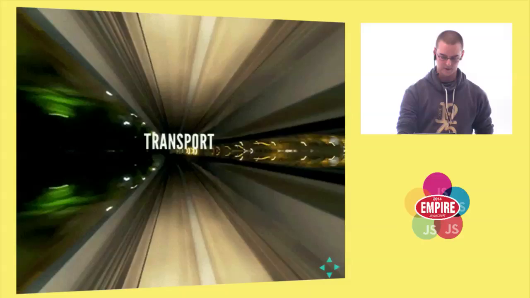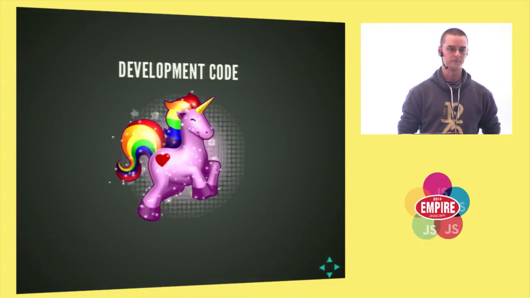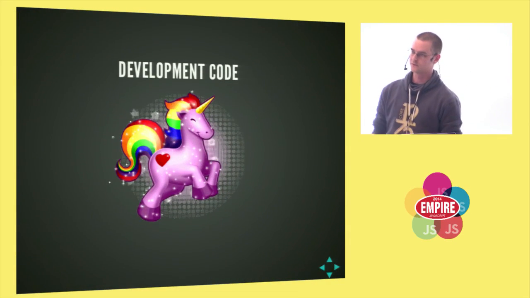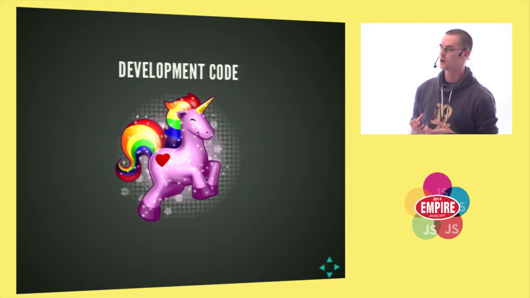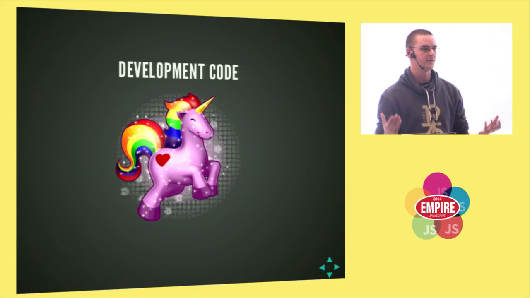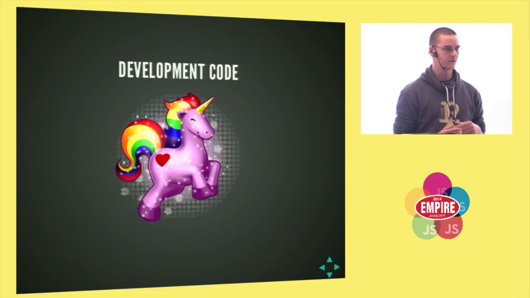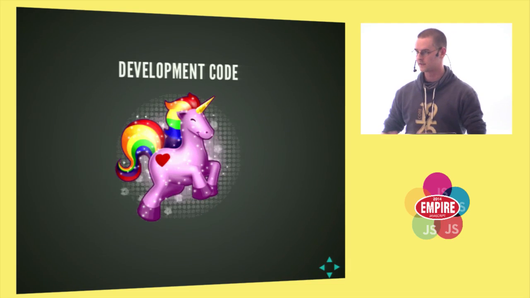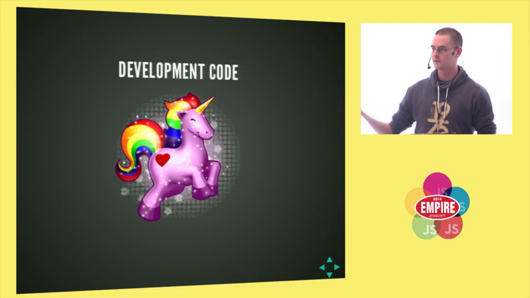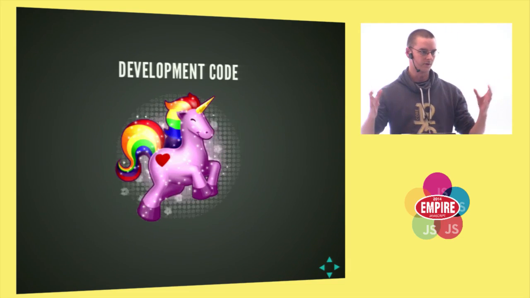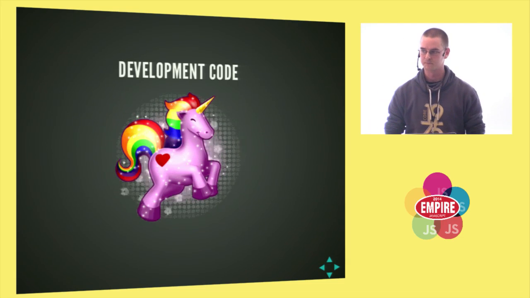So let's take a look at your development code. It is a beautiful unicorn. You have crafted this code. It is split up into a lot of different files. You have a beautiful architecture. It's readable, it's commented, it's testable. You can easily explain to your junior what's happening, and that is your unicorn of a development code.